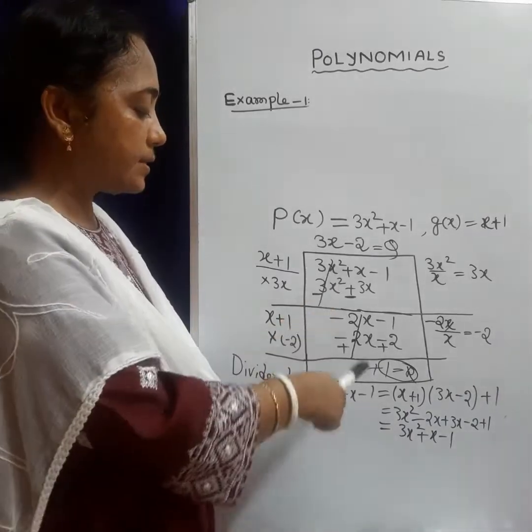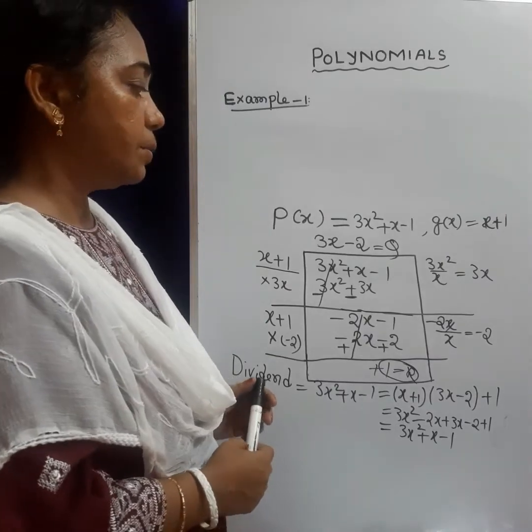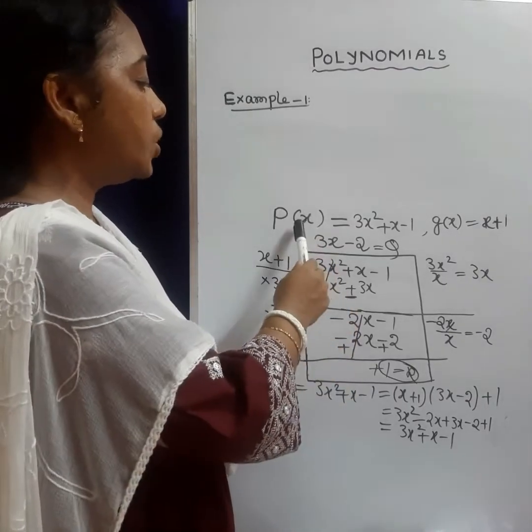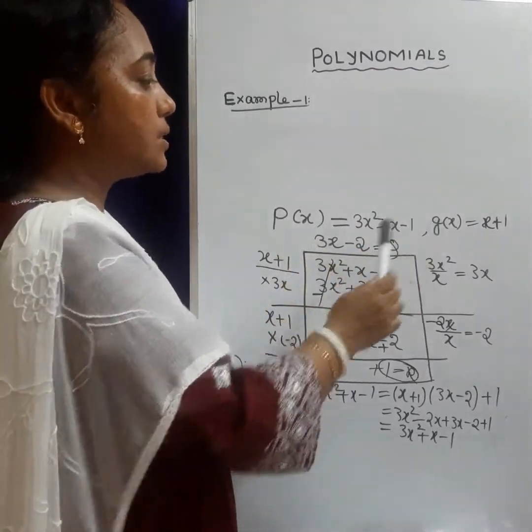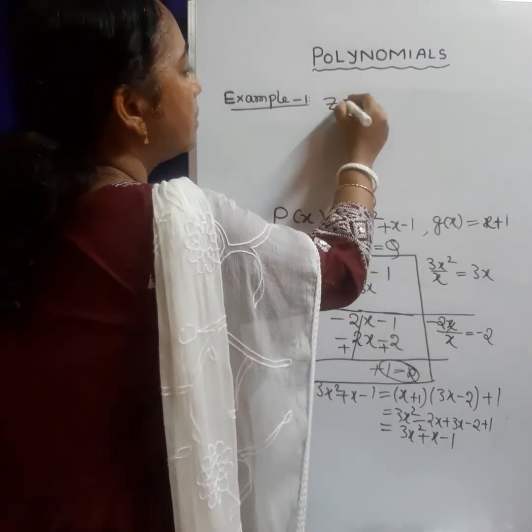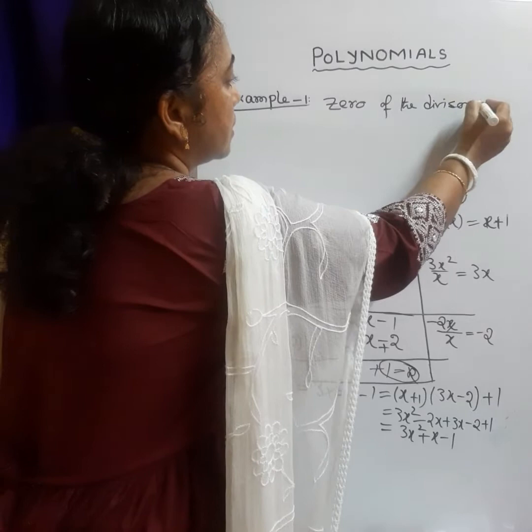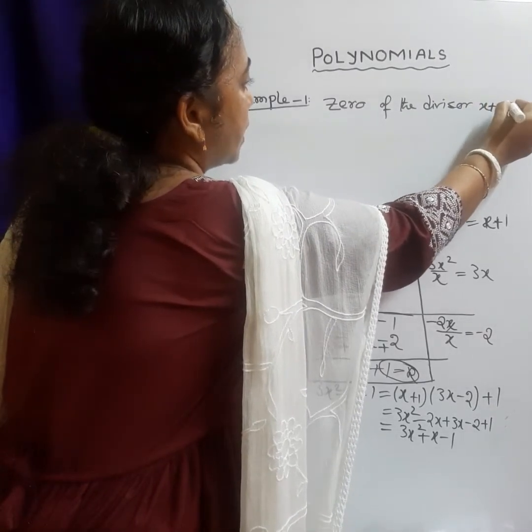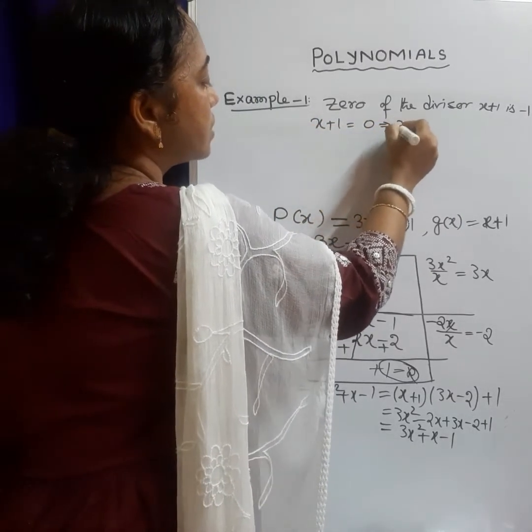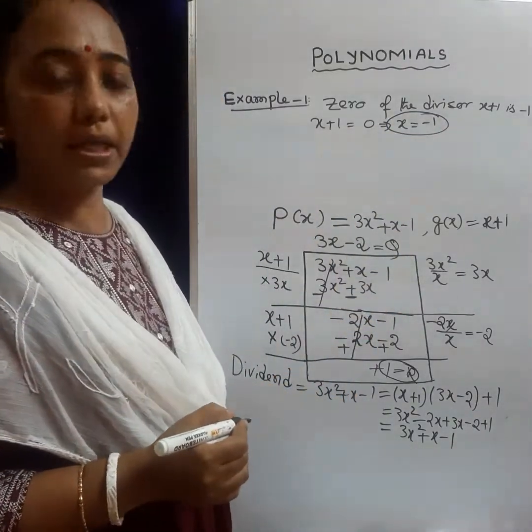Now in this example we get the remainder 1 by doing the actual division process. Now if we replace the variable of the dividend by the 0 of the divisor, then what will happen? Let us find the 0 of the divisor. The 0 of the divisor x plus 1 is minus 1. If we put x plus 1 equal to 0, we get x equal to minus 1, which is the 0 of the divisor.